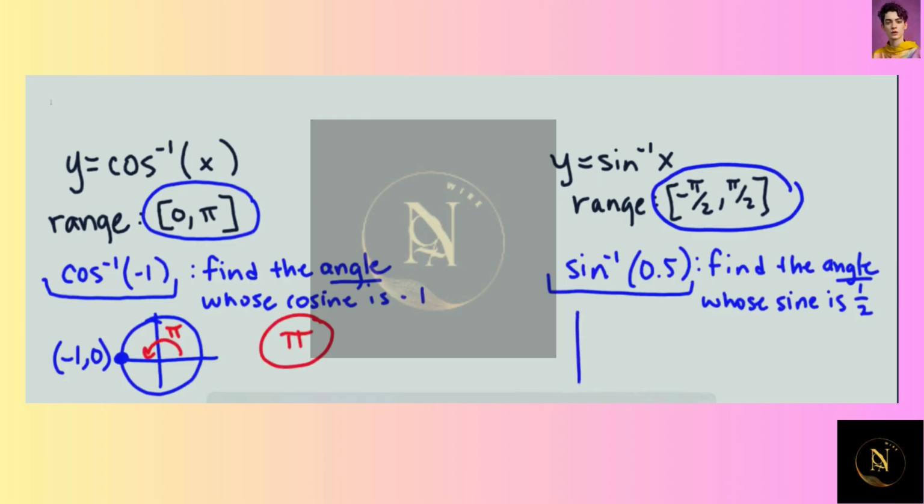So for positive 1/2, we think of this in quadrant 1. The sine is 1/2, so the opposite would be 1 and the hypotenuse would be 2. And hopefully you recognize that as a 30-60-90 triangle with a 30-degree reference angle. So the answer is 30 degrees, although we should give our answer in radians. So instead of thinking of it as 30 degrees, you think of it as pi/6.